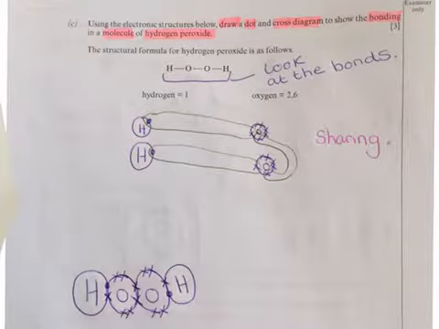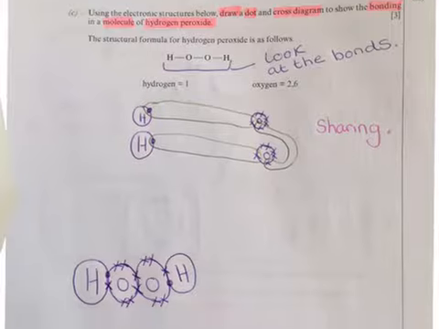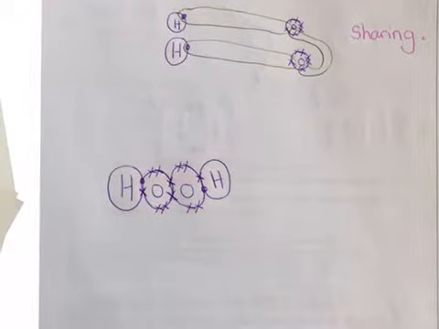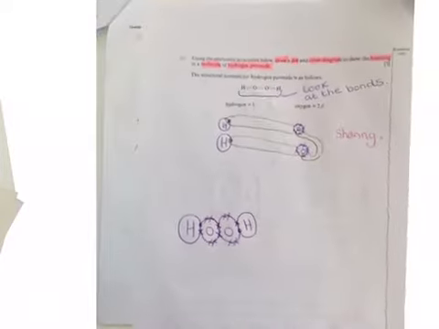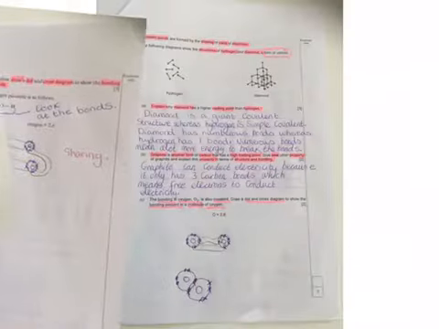So I've drawn out in the green pen exactly where the sharing of electrons takes place, and then at the bottom I've drawn a new structure showing exactly where the electrons are shared. Expect that kind of question because it's a little bit more difficult than simple things such as water.